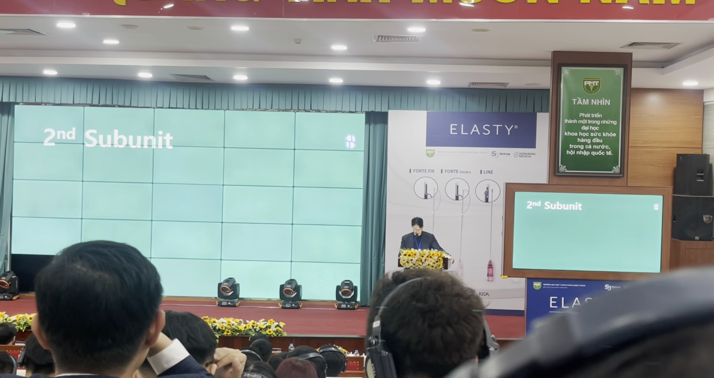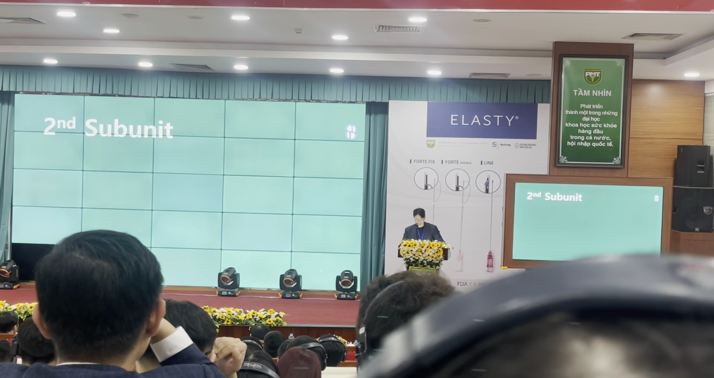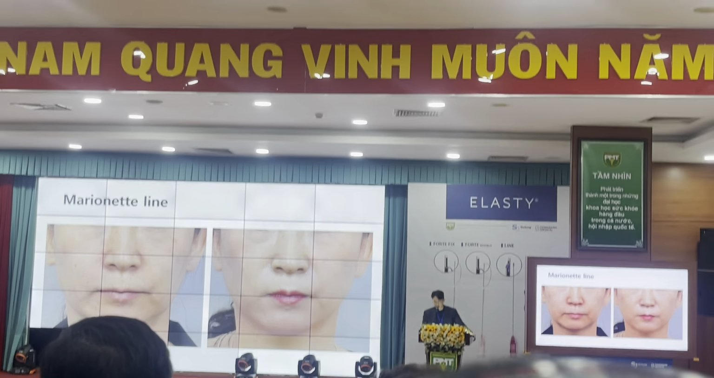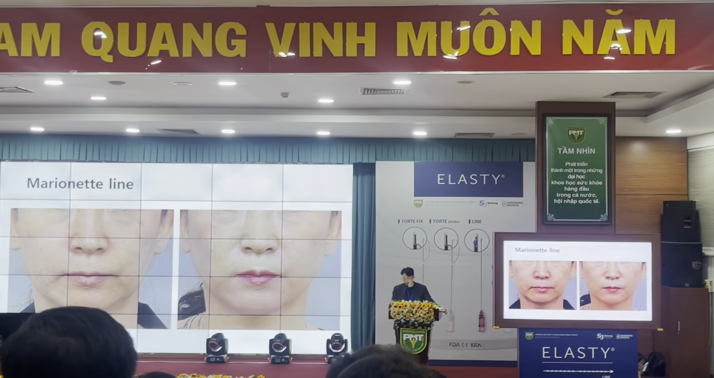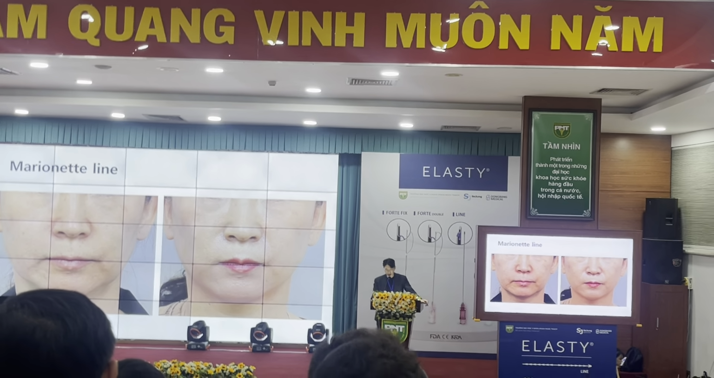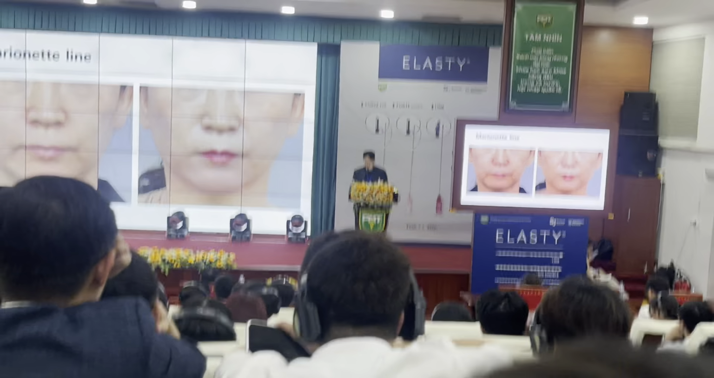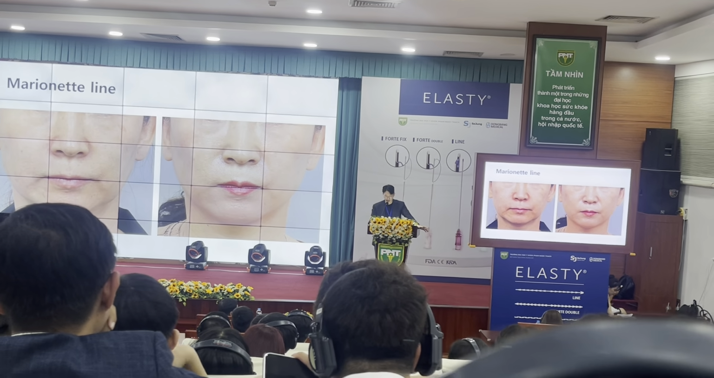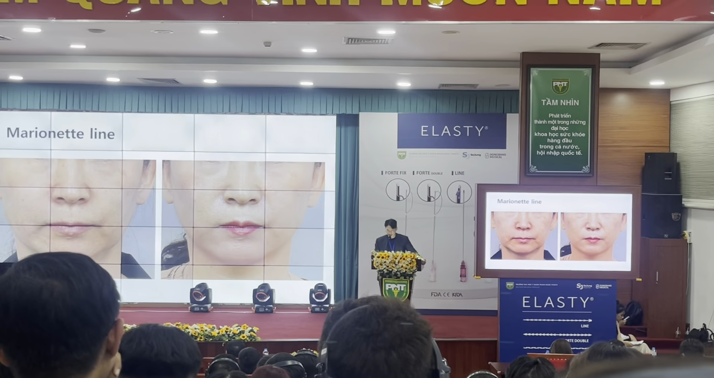Then the second subunit. It's relatively simpler than the first subunit. Do you think sagging deepens the marionette line? Many doctors and many patients think like that, so lifting makes them better than before. I agree, but in particular, what proportion will be affected by tissue sagging? I'm not sure, but I think it is less than we expect.